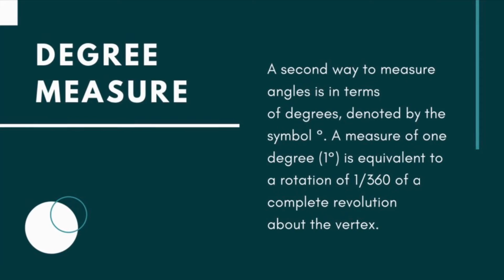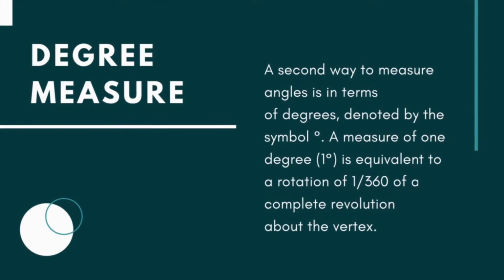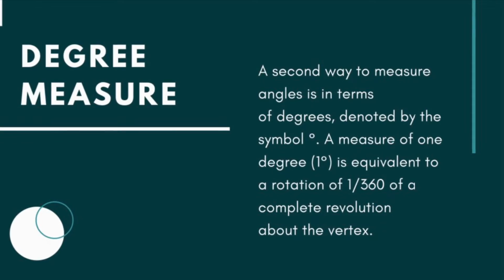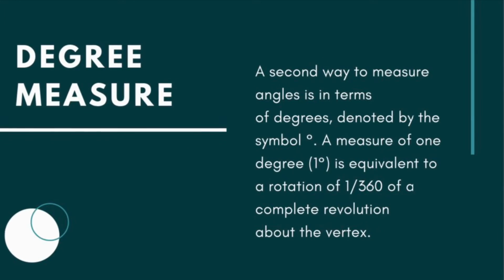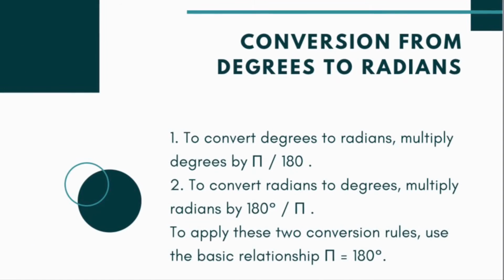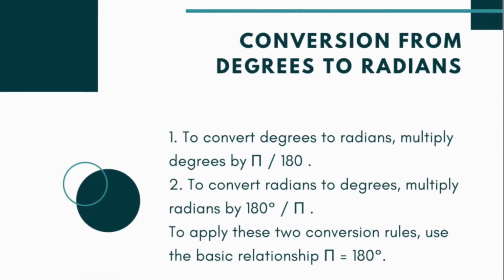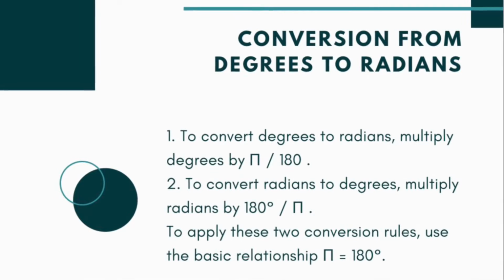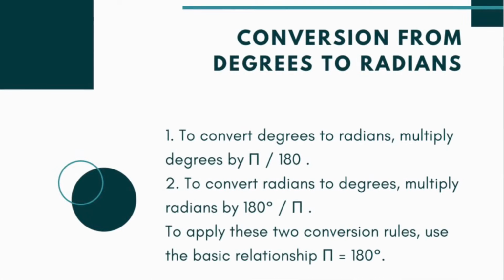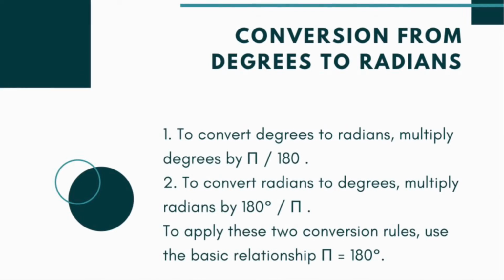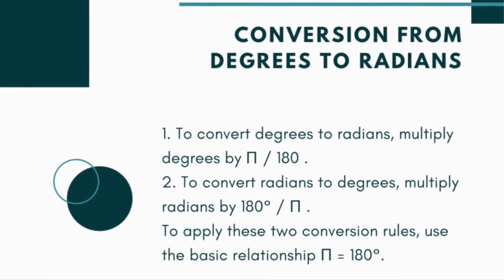Degree measure. A second way to measure angles is in terms of degrees. A measure of a degree is equivalent to a rotation of 1 over 360 of a complete revolution about the vertex. To convert degrees to radians, multiply degrees by pi over 180. To convert radians to degrees, multiply radians by 180 over pi. To apply these conversion rules, use the basic relationship pi radians equals 180 degrees.